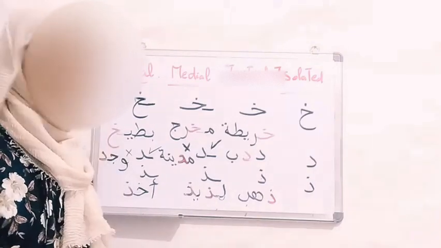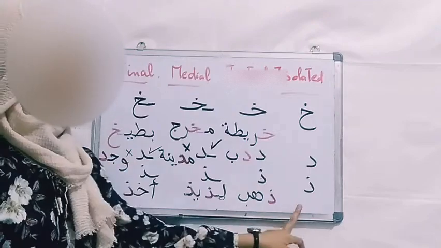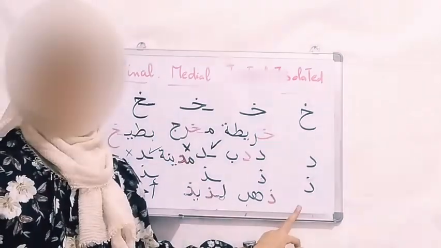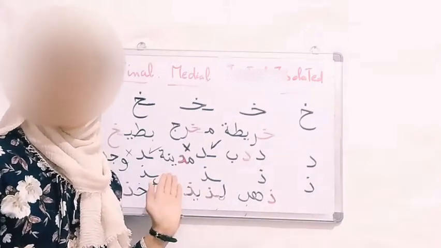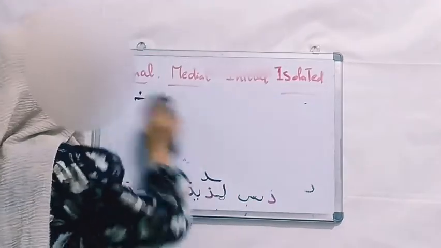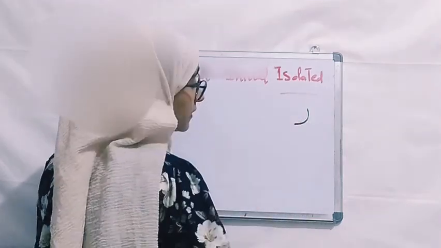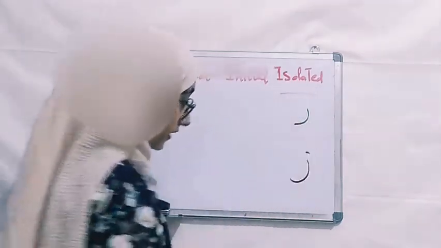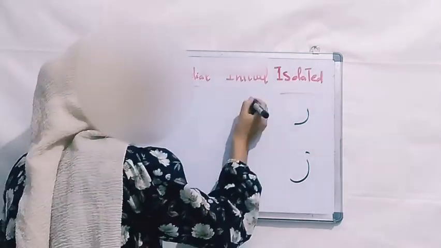So, and also we have ra and zay. See this well? Like dal and dhal, ra and zay are also among the 6 one-way connectors. They don't connect after. Okay? So, we'll see ra and zay. And in the initial form, same as the isolated form.